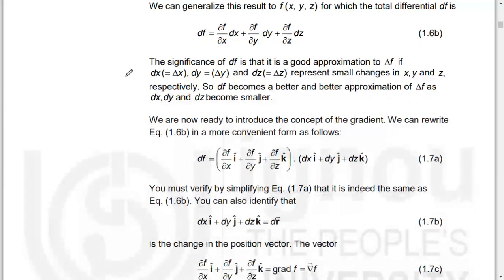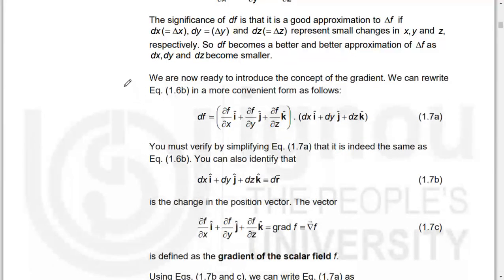The significance of df is that it is a good approximation to delta f if dx equal to delta x, dy equal to delta y, and dz equal to delta z represent small changes in x, y, and z respectively. So df becomes a better and better approximation of delta f as dx, dy, and dz become smaller. We are now ready to introduce the concept of the gradient.